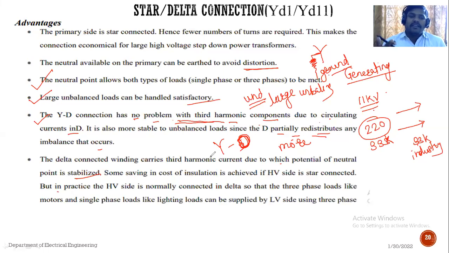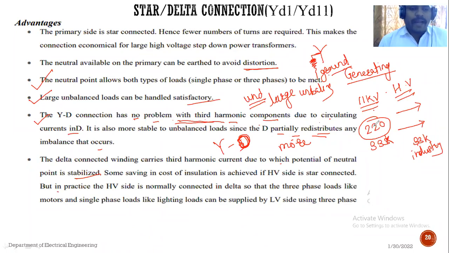Some saving in the cost of insulation is achieved on the HV side because it is star connected. The HV side or primary side is connected in star, so due to the star connection there is some saving of copper. Saving of copper will happen due to the star connection.